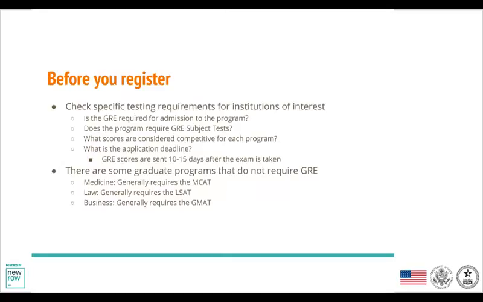It is also always beneficial to make contact with an admissions advisor at the program that you're interested in studying at, to make sure that you're clear about the expectations that you see on the website.